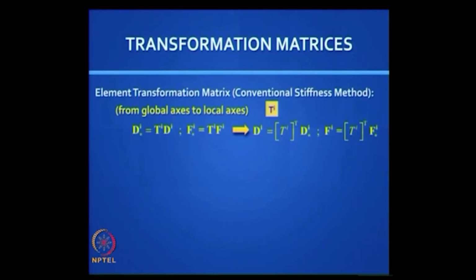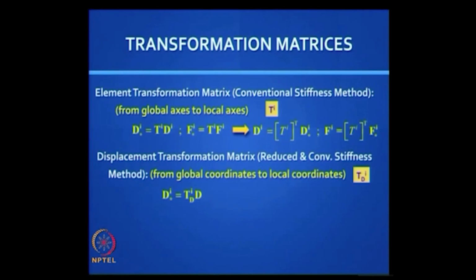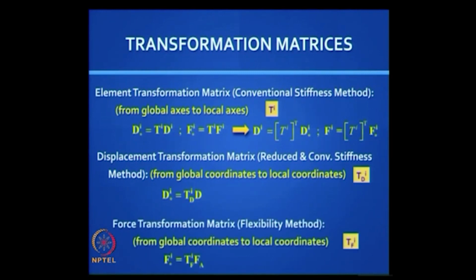Remember I told you about 3 transformations. This one we finished, you've studied this, we know how to do the transformation using Ti. The second one is using the displacement transformation matrix. This is the way when you do the reduced element stiffness method, which we are going to study next, but you can use the same idea in conventional stiffness method, and in the next class we will look at flexibility method, where instead of a displacement transformation matrix you have the force transformation matrix. It will all fall into place.